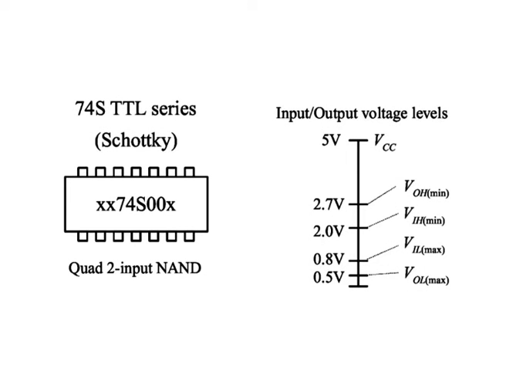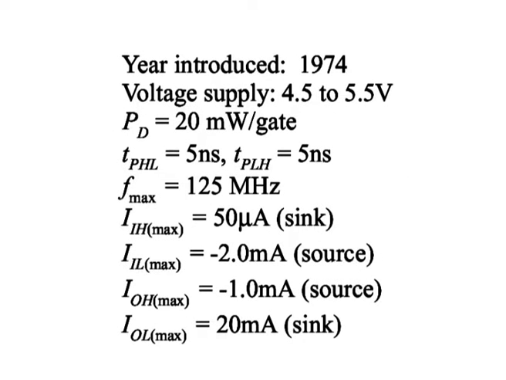The 74S TTL series or the Schottky series has increased speed over the standard 74 TTL. It incorporates a Schottky diode across base to collector junctions of bipolar transistors within the IC. This reduces propagation delay by eliminating charge buildup at base region of transistors. It was introduced in the year 1974 with a voltage range of 4.5 to 5.5 volt.